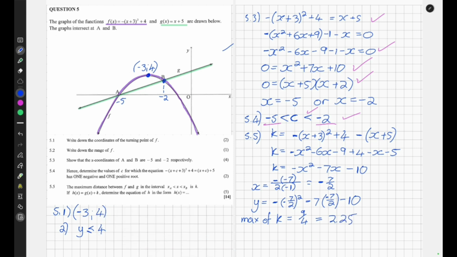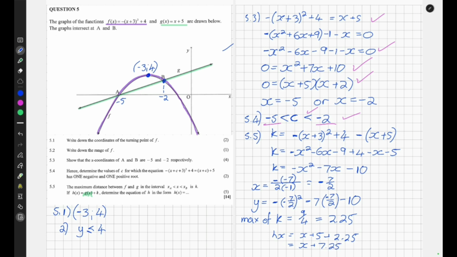Okay, so let's finish this question. They want us to write what h(x) is. And h(x) is if I take g(x), which is my green function, and I just add the maximum value of k to it. So very easy. The answer would be h(x) equals x plus 5 plus 2.25, which would then just simplify to x plus 7.25 as the final answer.